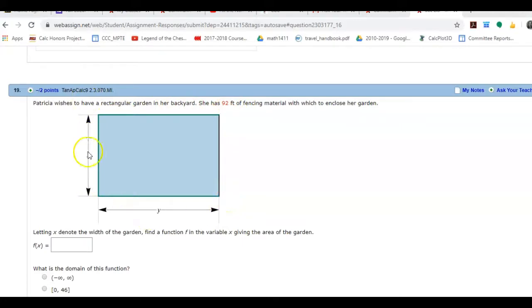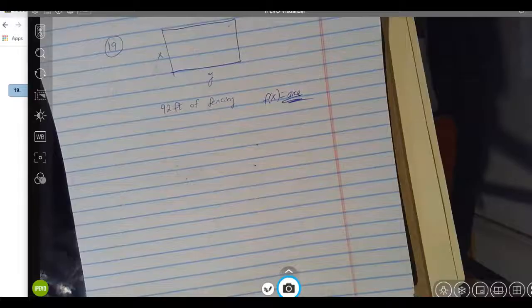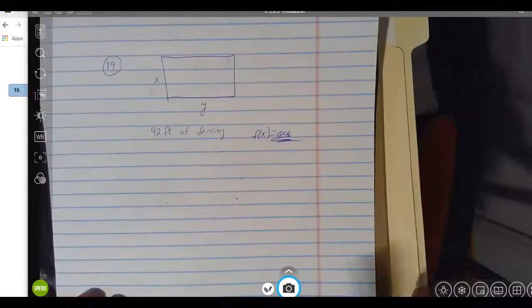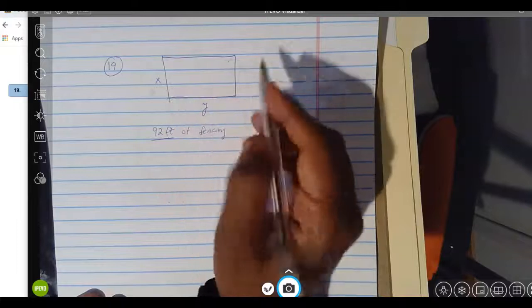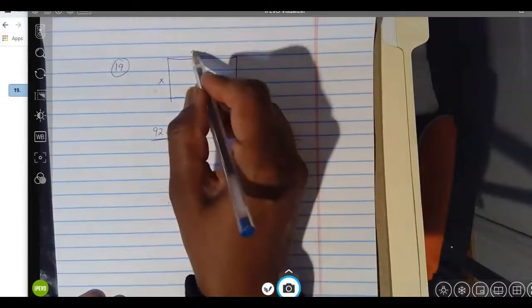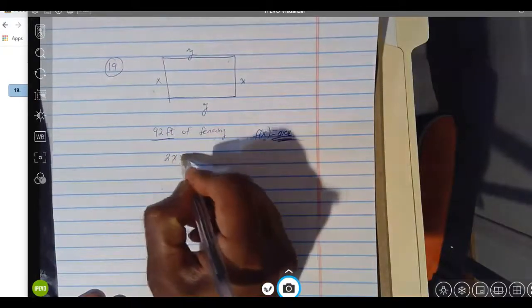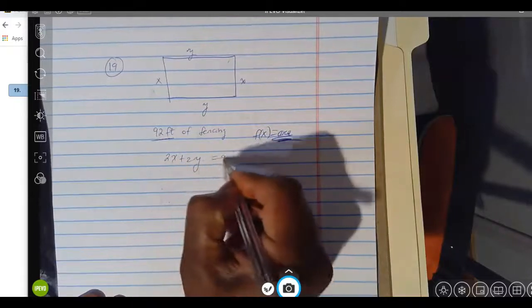So if you let x be the width, we need to find a function f of x, which gives you the area of the garden. So let's take a look. I drew that picture roughly. So if it's 92 feet of fencing and these are labeled as x and y, then this is also x and this is y. So it's 2x plus 2y equals 92.